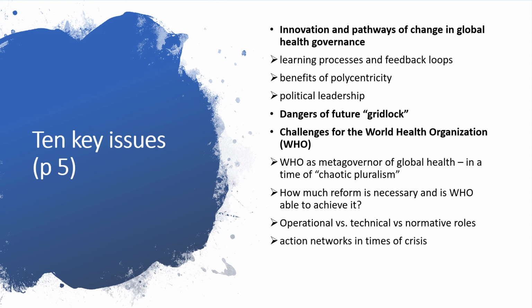And last is challenges for the World Health Organization. All four articles bring that up. What does it mean for WHO to be a meta-governor of global health? How much reform is necessary, and is WHO able to achieve it with its current structure, operational versus technical versus normative roles, and action networks in times of crisis, for instance, in Ebola and in the current coronavirus.